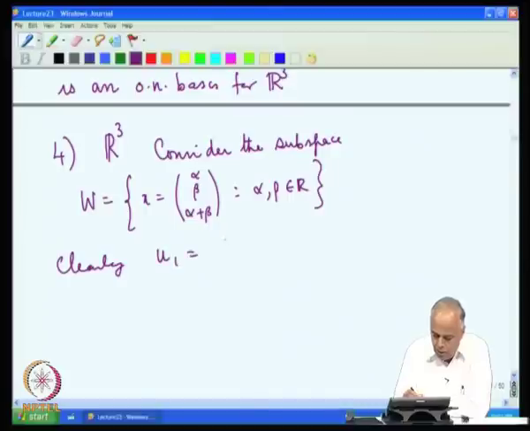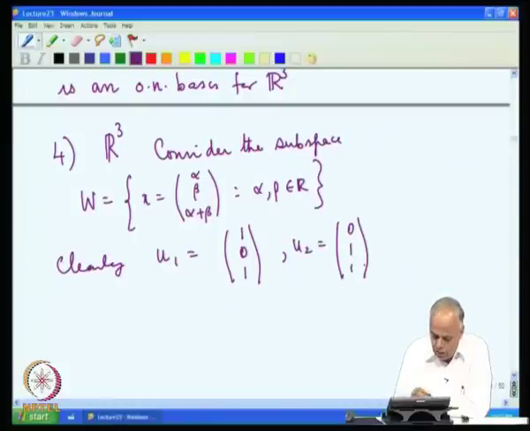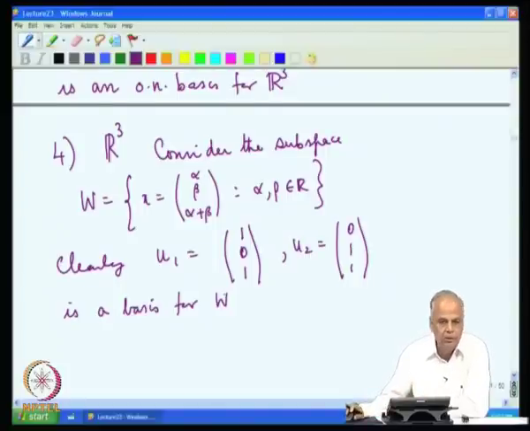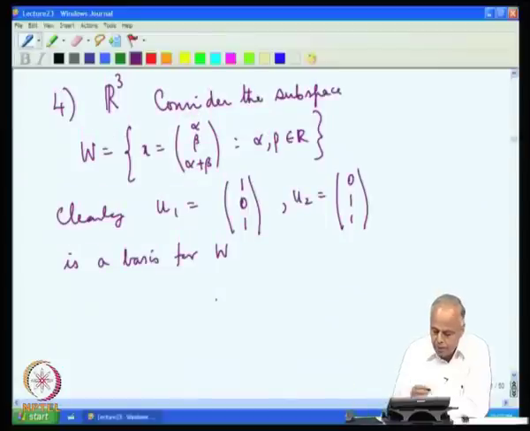Clearly, u 1 equal to (1, 0, 1) and u 2 equal to (0, 1, 1) is a basis for W, because these two vectors belong to W and they are linearly independent, and every vector in W is a linear combination of these vectors. So, all the conditions required for a basis are satisfied.